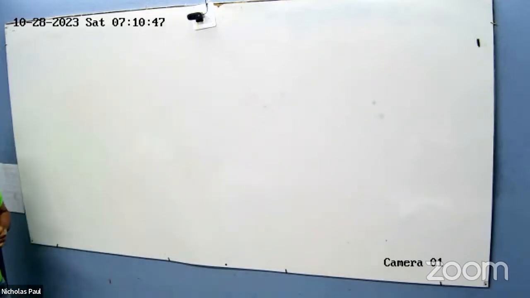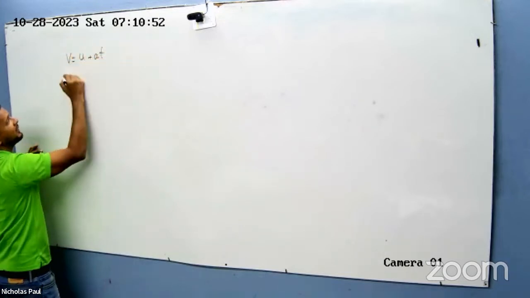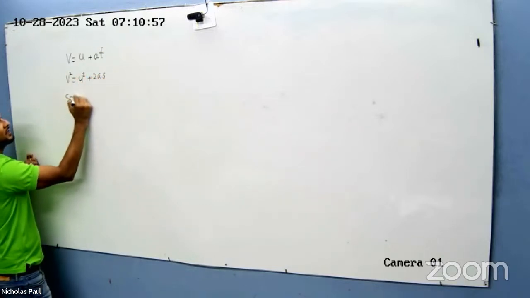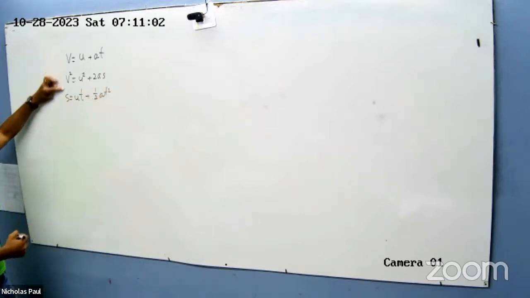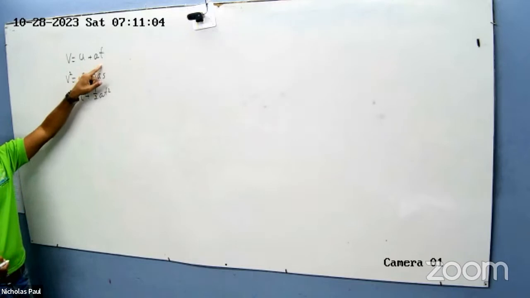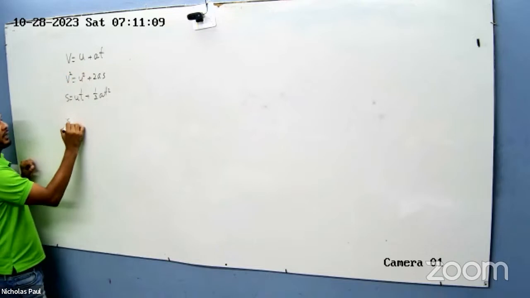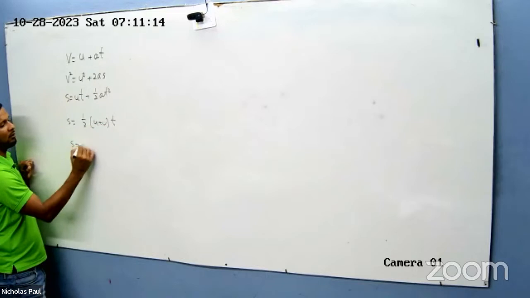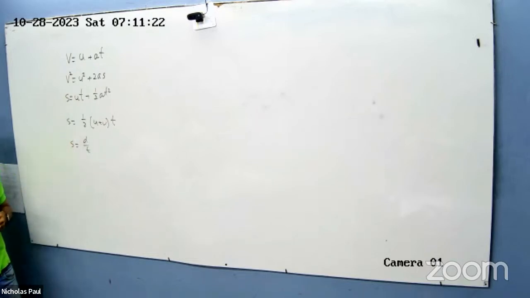All right, so we have the equations of motion, right? V is equal to U plus AT. V squared is equal to U squared plus 2AS. S is equal to UT plus a half AT squared. These three equations all have acceleration in them, so once acceleration is uniform, we can use any of these. The fourth one, U plus V over 2 times T, we hardly ever use. It's not really an equation of motion. This is the normal speed, or velocity, is displacement over time.